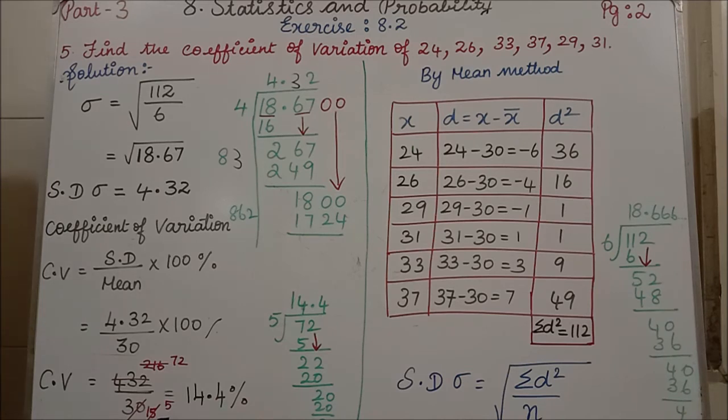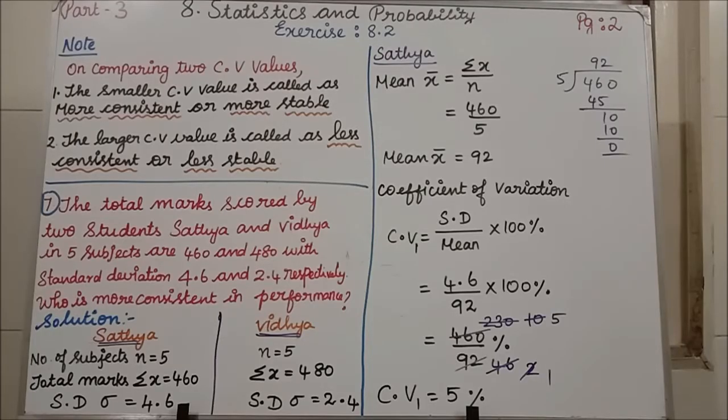Clear? With this we are completing the 5th question. Clear? In the fifth question, we have to find the mean value, we have to find the standard deviation value, and then only we have to substitute in the coefficient of variation formula. We will find the answer for coefficient of variation. Clear all of you, the fifth question? Yes. Next in exercise 8.2, we are going to see the seventh question.